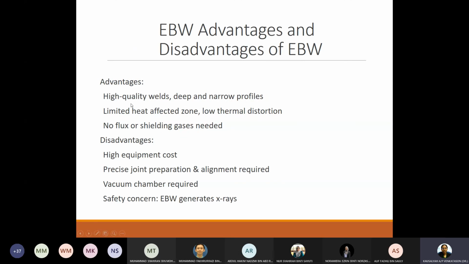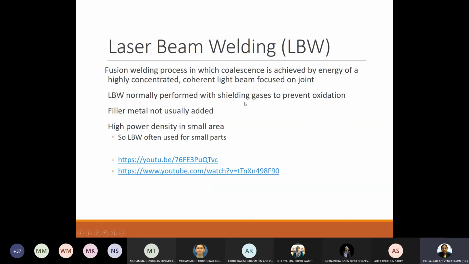Pros and cons. Pros: high quality welds, deep and narrow profiles, limited heat affected zones, due to the nature of the weld itself, low thermal distortion, no flux or shielding gases needed. Disadvantages, of course: equipment cost is very high. Precise joint preparation and alignment are required, and you need a vacuum chamber. And then there are safety concerns because electron beam welding generates X-rays.